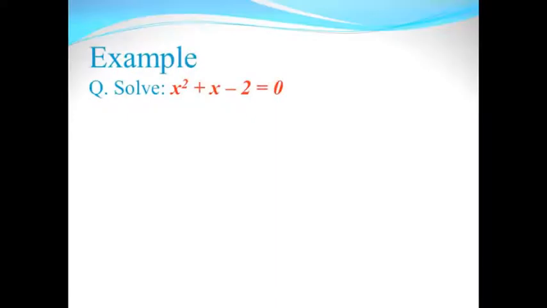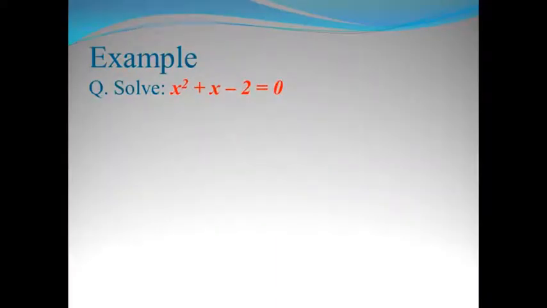Here you can see the example. We have to solve the equation x square plus x minus 2 is equal to 0 using the completing square method, the method mentioned in the topic. First of all, we have to write the equation in standard form. That is, first it will be x square, then x, then the constant term. It is already in standard form in the given question.